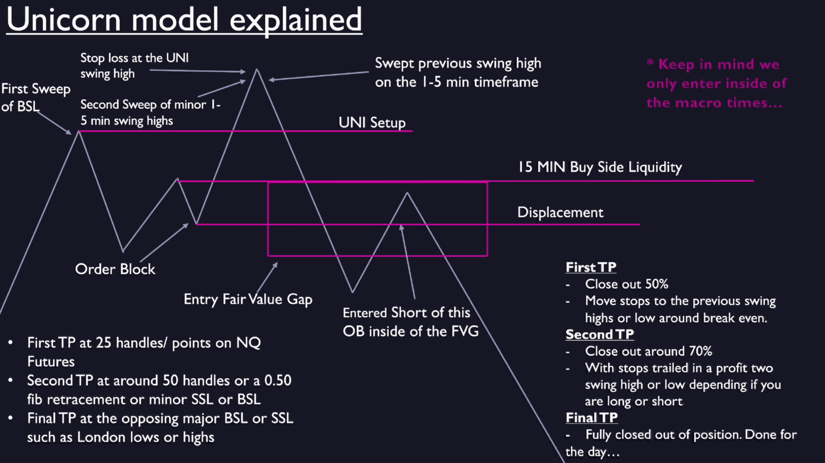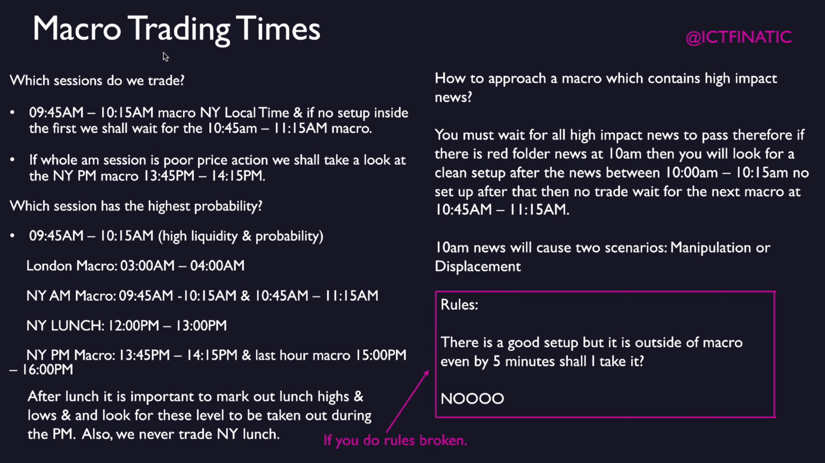Now let's dive into the next slide, talking about macro times. So which sessions do we trade and which ones are the most high probability? The three macros which we actually trade are the 9:45 AM to 10:15 AM macro. That's the first AM which we always monitor. Then the second AM macro runs from 10:45 AM to 11:15 AM. And then you have the PM session which runs from 1:45 PM to 2:15 PM. And there are conditions such as Monday with no red folder news.